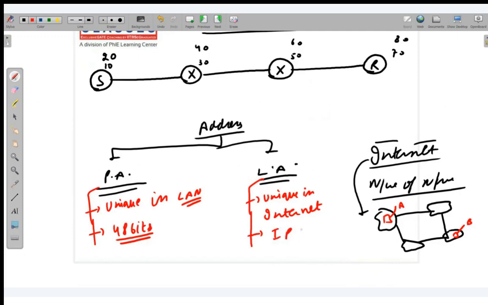IP address. And it is of 32 bits. Because in your GATE syllabus we have IP version 4. We have two versions, version 4 and version 6. V6 is not in the GATE syllabus, so don't worry about it. They will not ask questions.